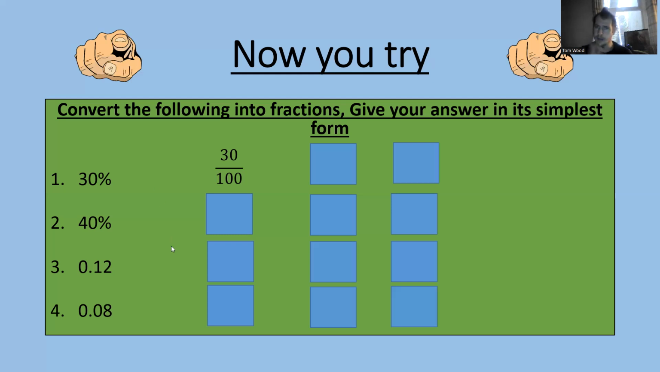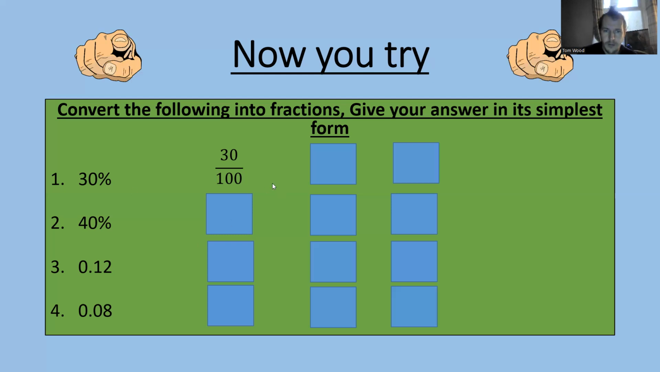So for question 1, we've written our percentage out as a fraction, so it's 30 over 100. Again, if you've got one of these calculators, if you just type in 30 divided by 100, it will give you the simplest form. They are amazing. They're very useful.